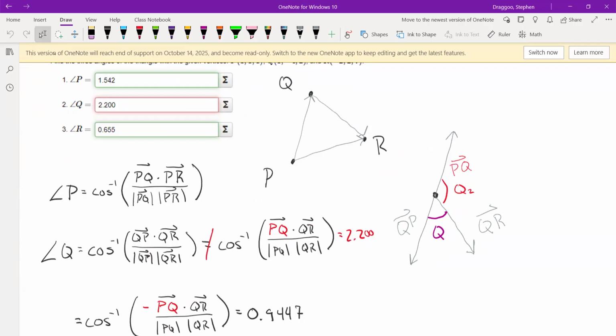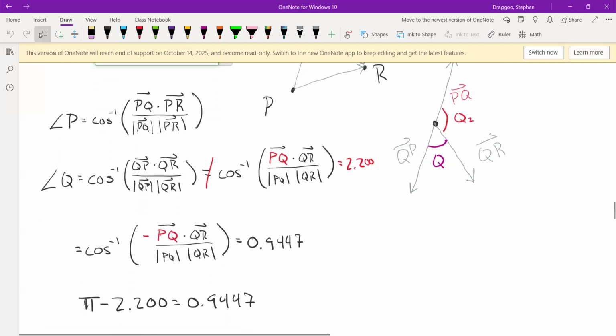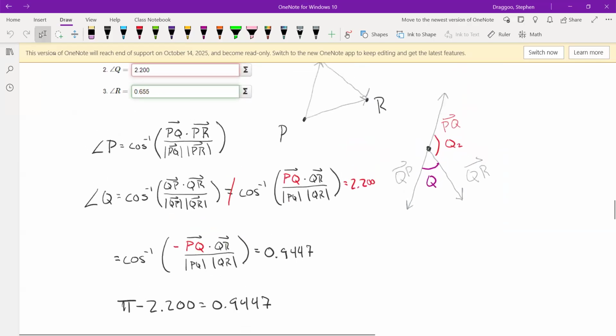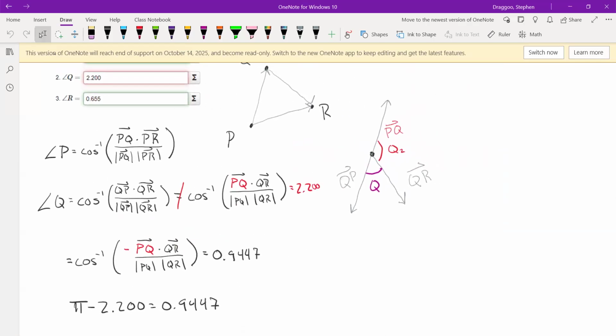So highlighted there in red, I really wanted to emphasize that angle Q, which should be the arc cosine of QP dot QR over those two magnitudes, is not the same as the dot product of PQ and QR over the same magnitudes. So just be careful with that if you're doing this problem. If you set it up correctly, I think the actual answer was about 0.9. A fancier way of getting there is to take pi and subtract the wrong answer. I get the same thing, because again, they're supplements of each other.